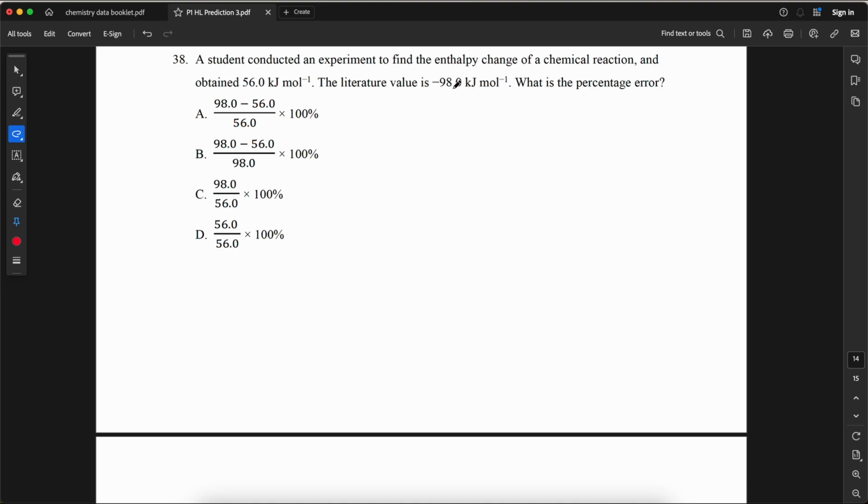A student conducted an experiment to find the enthalpy change of a chemical reaction and obtained 56 kJ per mole. The literature value is negative 98 kJ per mole. What is the percentage error? That would be the absolute literature value minus the experimental value, divided by the literature value, times 100. Okay, so 98 minus 56, divided by 98, times 100%. So that would be B.